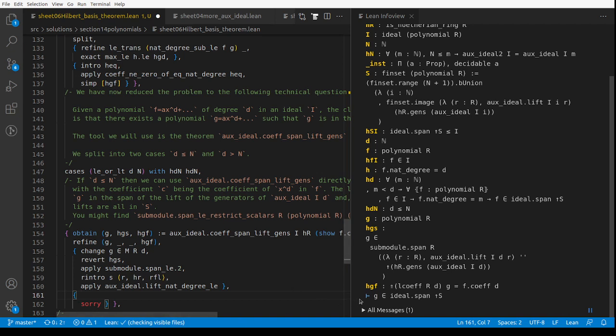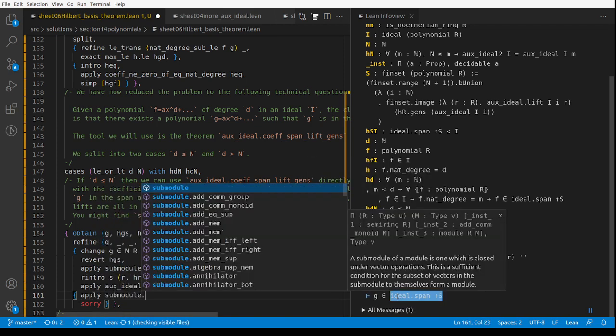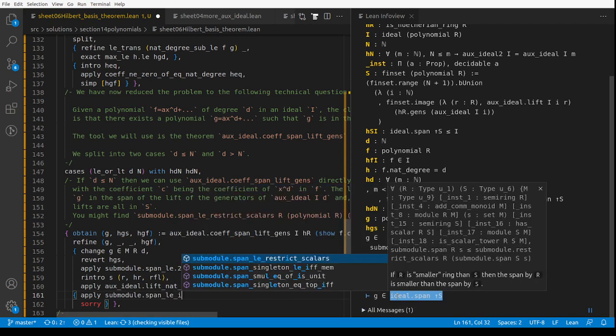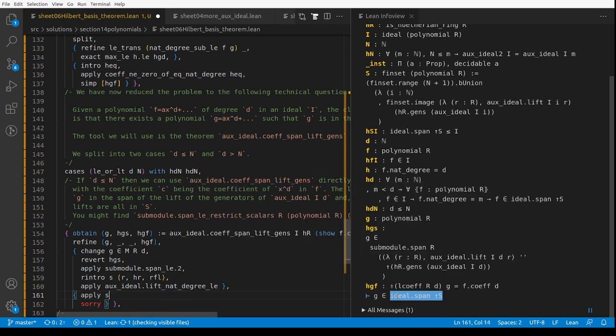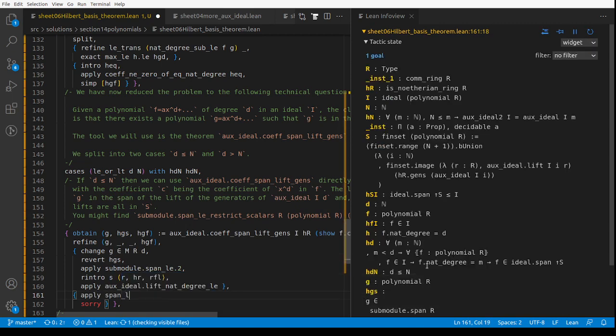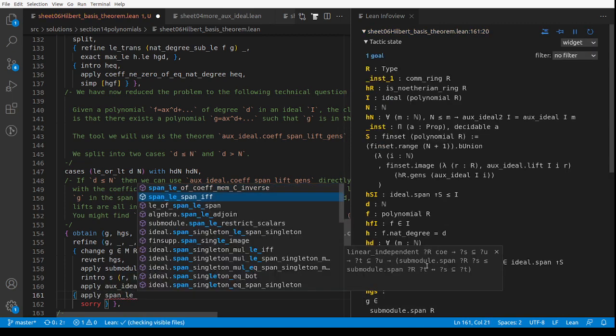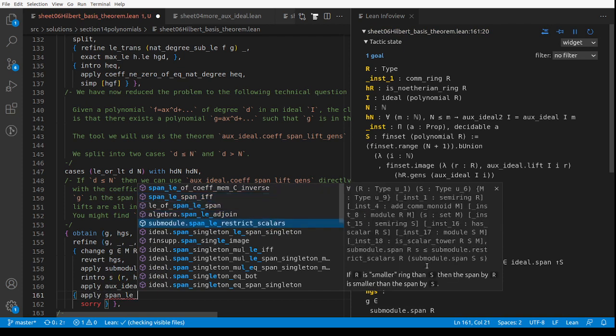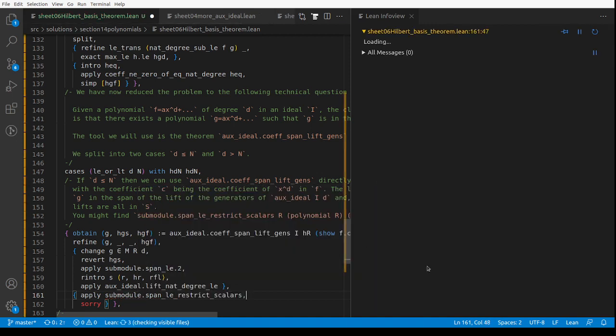So I want the submodule span to be at most the ideal span. Is that a thing? Submodule.span LE ideal. No. I know what to do. This ideal.span, if this ideal.span is submodule.span R X. Apply. Is there a span LE span? That's not what I want. I want span LE. This is what I want. I want exactly this. Can I just apply that?